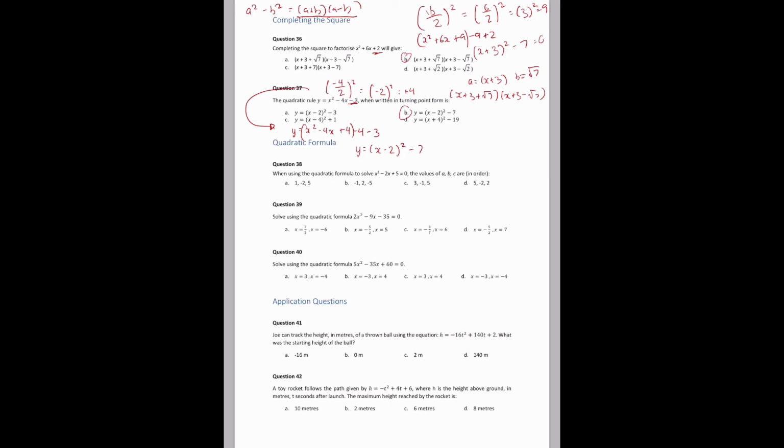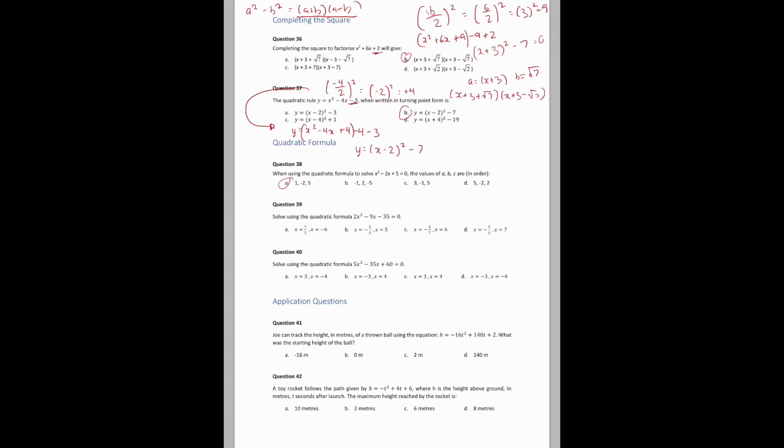For questions 38, 39, and 40, you need to use the quadratic formula to solve. Question 38 simply wants you to interpret what the values of a, b, and c are when you use the quadratic formula. Therefore the correct answer is going to be A. Question 39 now wants you to actually substitute the values into the quadratic formula.